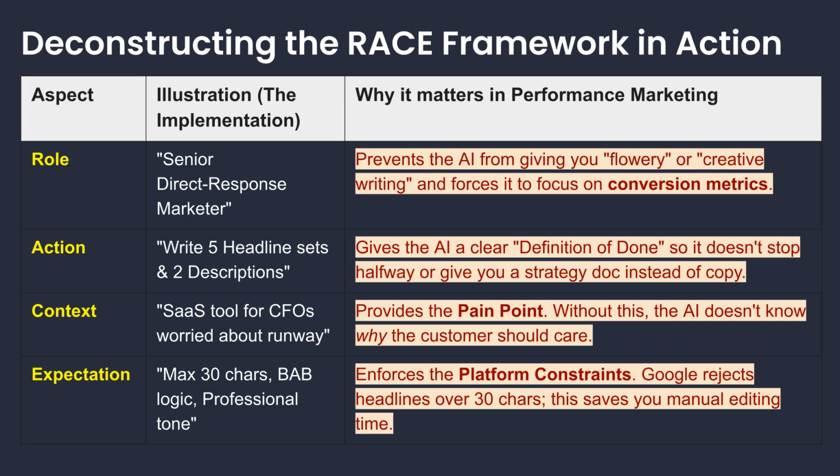Each RACE element serves a purpose. Role ensures the AI focuses on conversion metrics. Action provides a clear definition of done. Context delivers the customer's pain point. Expectation enforces platform constraints like character limits.